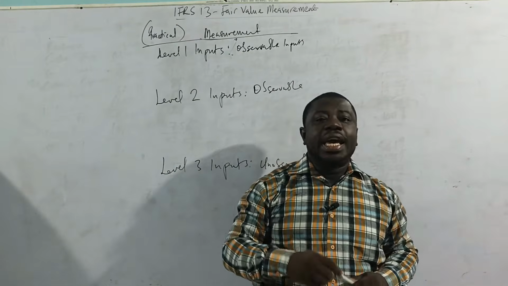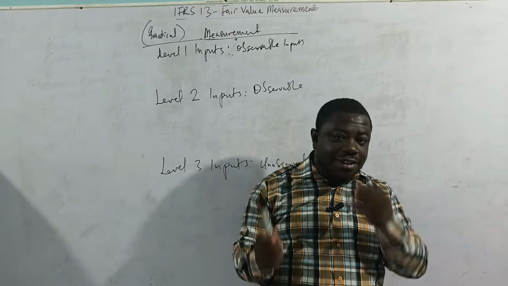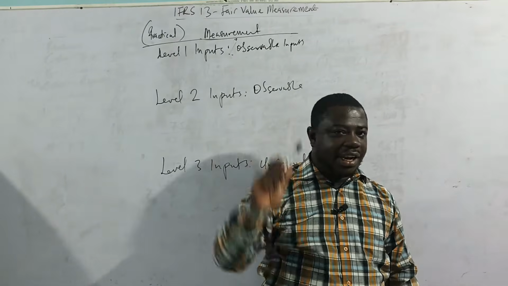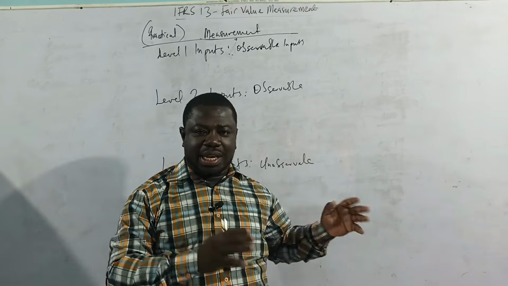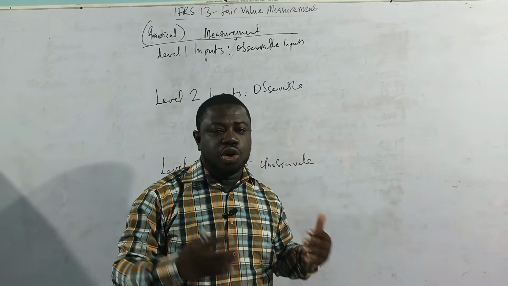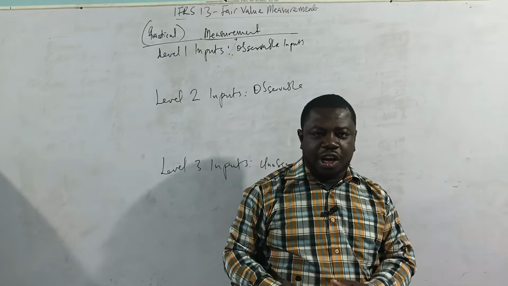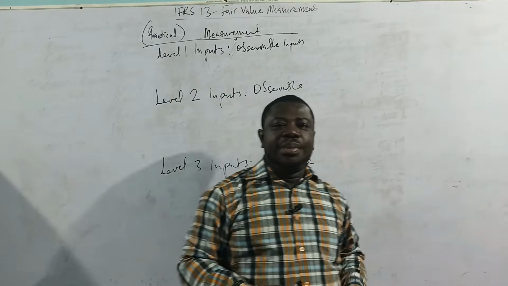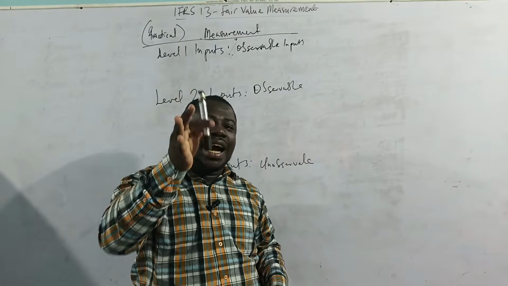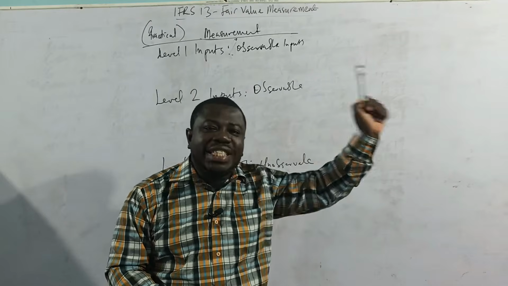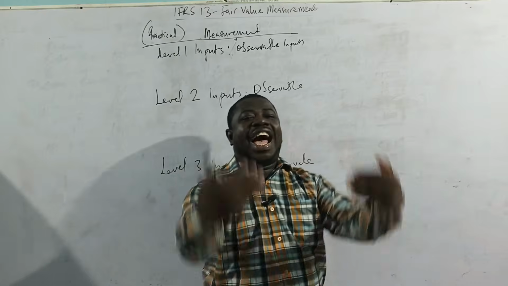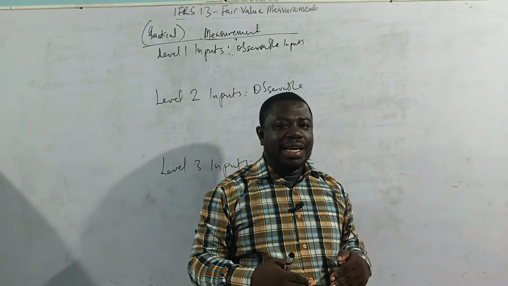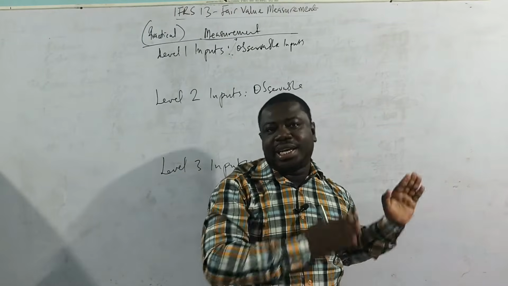So unadjusted quoted prices of identical assets in an active market. If the market is not an active one, then it will not be under level 1 input. So before you call an asset a level 1 input, or you want to fair value your asset based on level 1, it means that you should get an identical asset in an active market, and you find the price: the unadjusted quoted price of an identical asset in an active market.